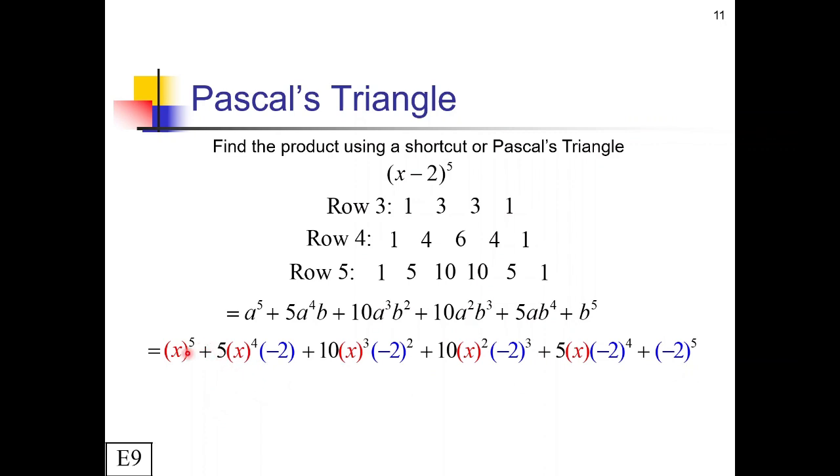Evaluating all of these, x to the 5th is just x to the 5th, so that one was easy. Here we have 5x to the 4th times negative 2, so negative 10x to the 4th. After that, negative 2 squared is 4. 4 times 10 is 40, so this is 40x cubed. And then we have negative 2 cubed, that's negative 8. So that's going to be negative 80 then with that 10 in there, and we have an x squared to go with that. And then let's see here, negative 2 to the 4th is 16. 5 times 16 is 80, so this is 80x. And then finally, negative 2 to the 5th is negative 32.